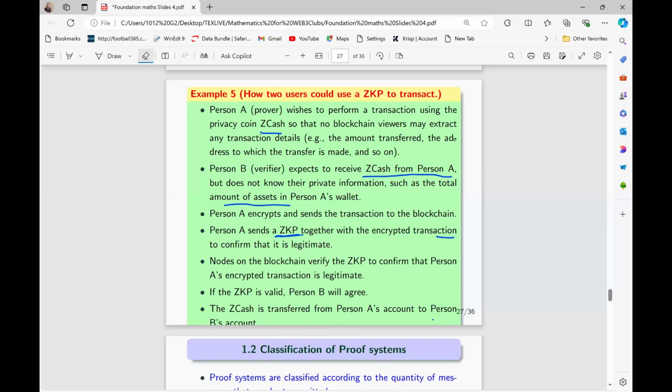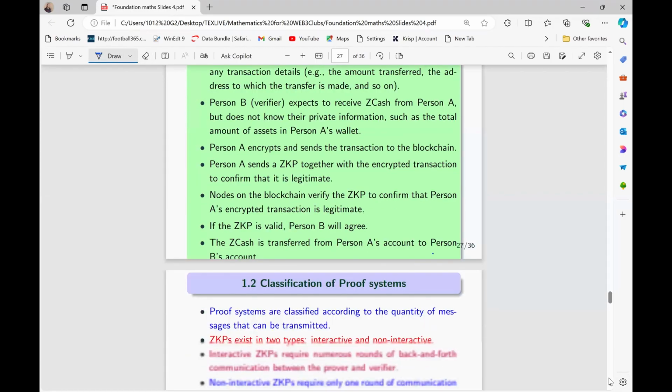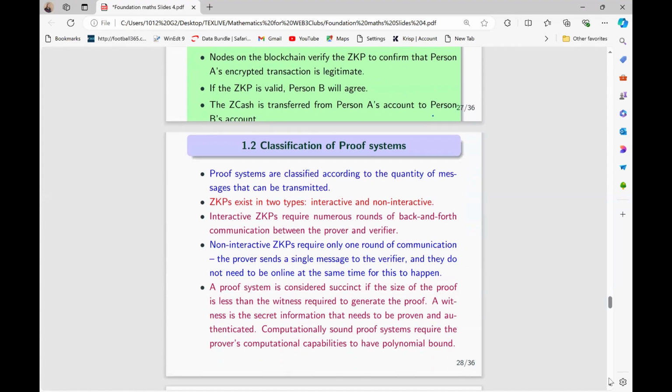Now, what are the types of zero knowledge proofs? What are the classifications? That is what I want to look at. I've said that zero knowledge proofs are classified depending on the quantity of messages that are transmitted. So that's how we classify them. There are two types. The first type is interactive, and the other one is non-interactive.